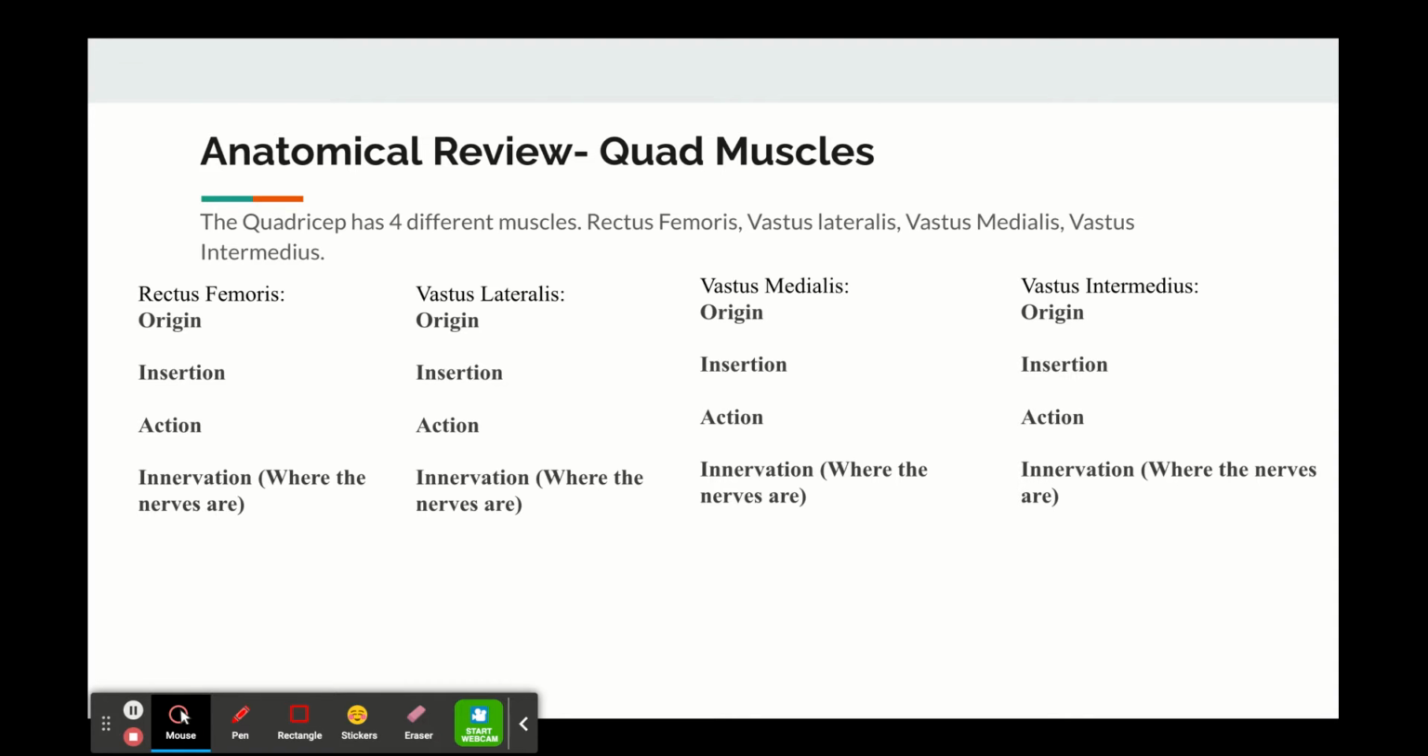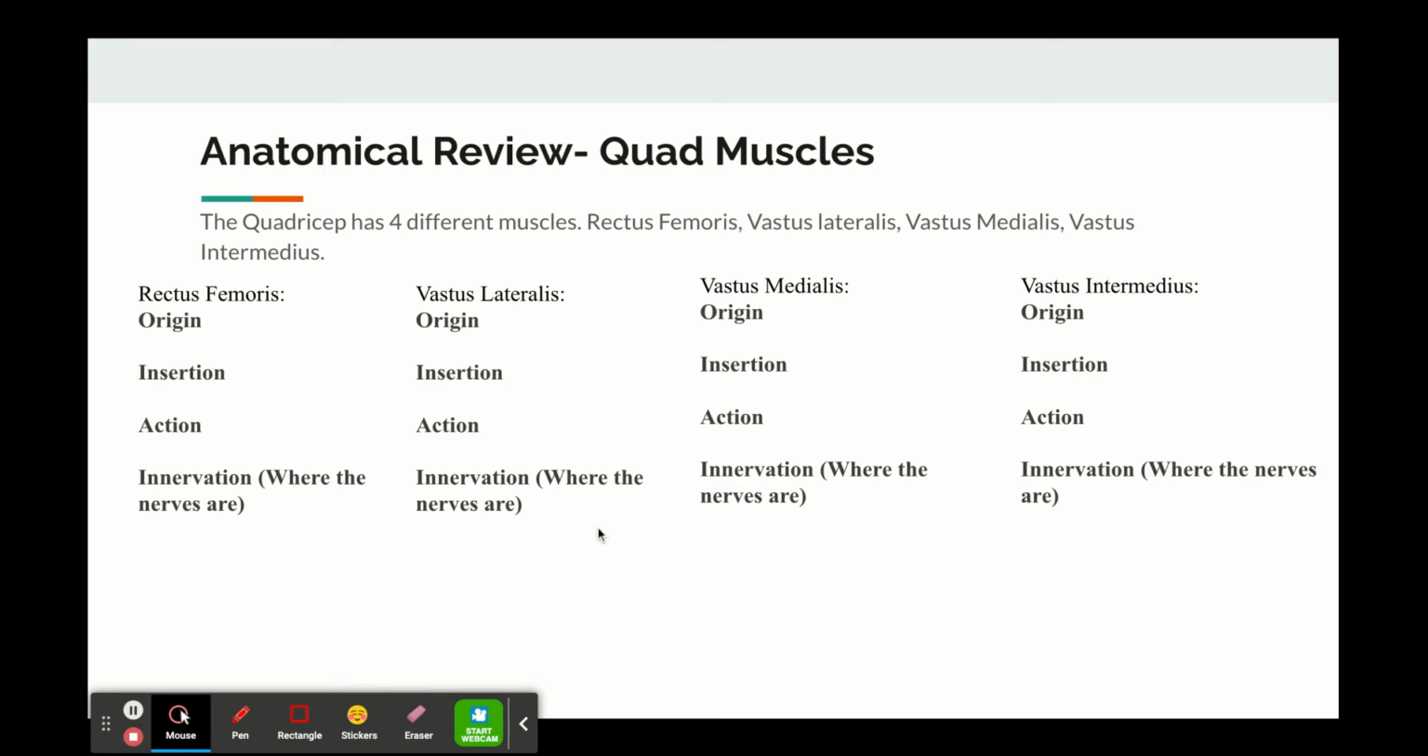The origin of the vastus lateralis is on the lateral portion of the gluteal tuberosity of the femur, and the insertion is on the lateral side. For the medialis, same thing. The insertion is on the medial side of the leg, given the name, so the inner side.